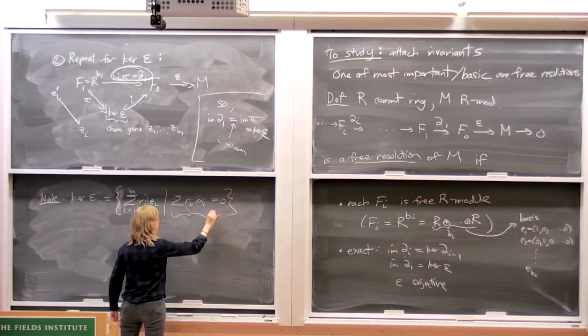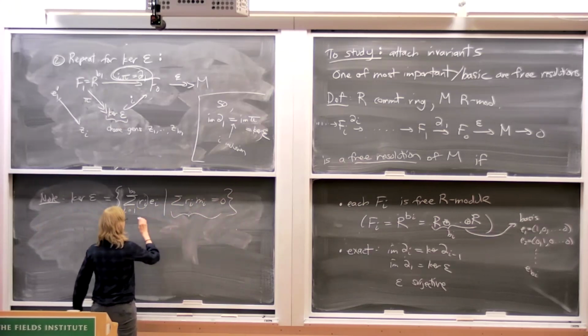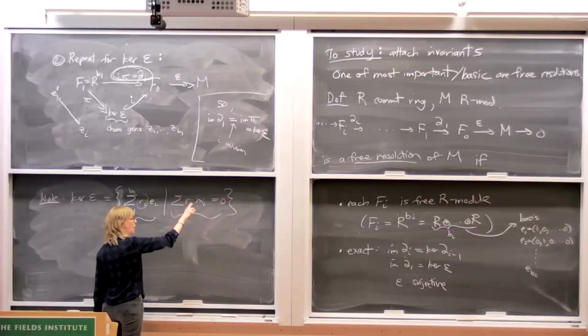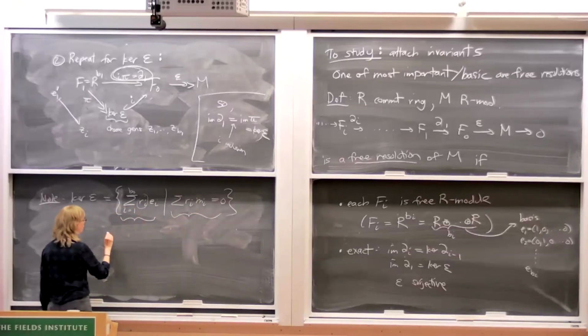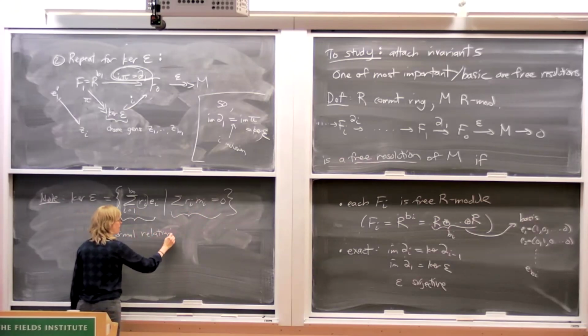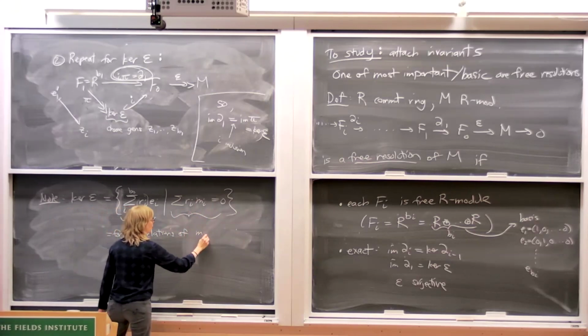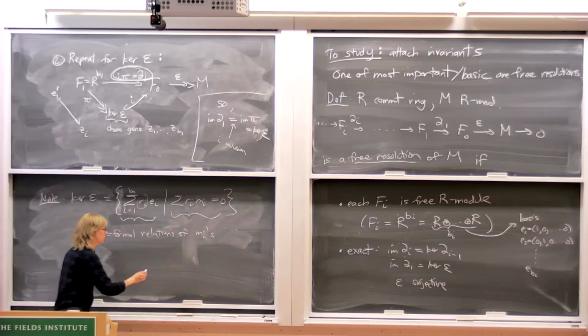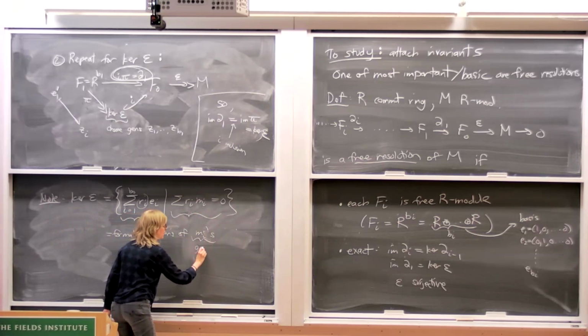So in other words, these formalize combinations of the m_i that are 0. So these are formal expressions that give you the relations on the m_i, which were the generators of M.